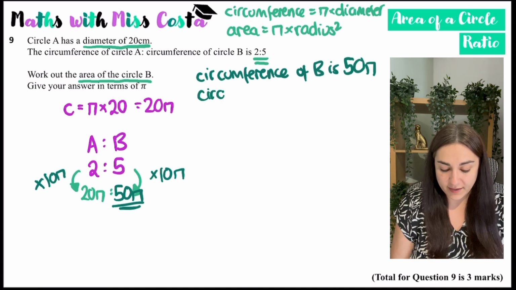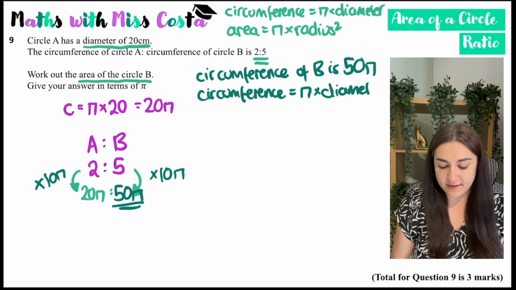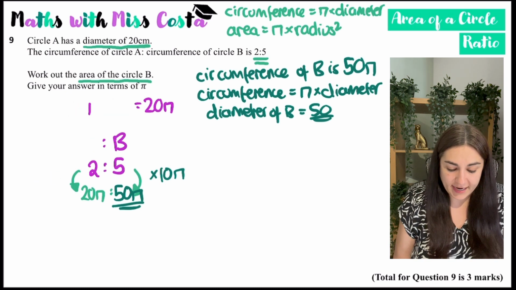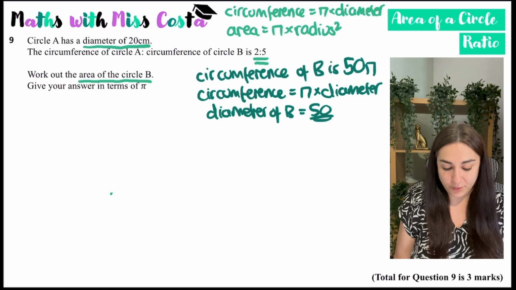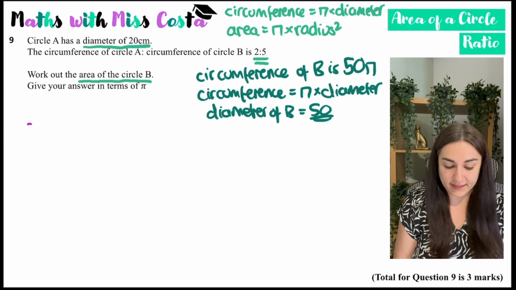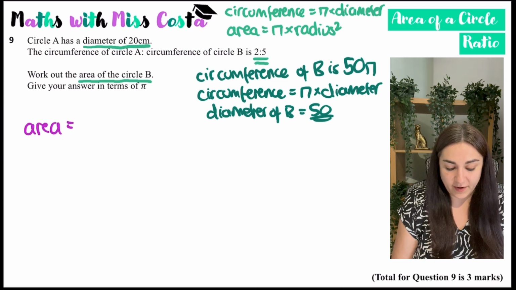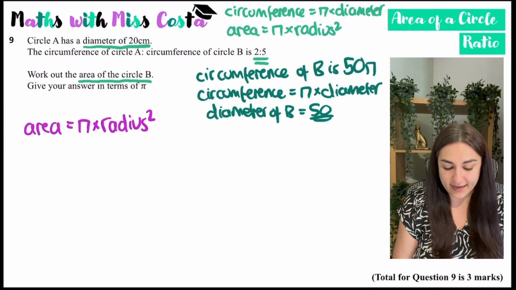Now, how do I find circumference? It's literally pi times the diameter. Therefore, I know that the diameter of B is 50. Now, I need to work out the area of the circle, and in order to work out the area of the circle, I need to find what the radius is. The area is pi times the radius squared.